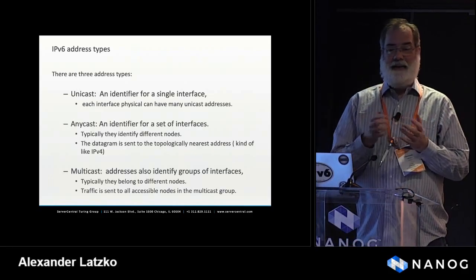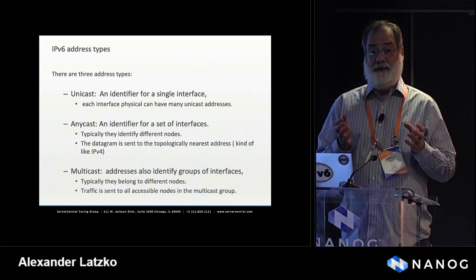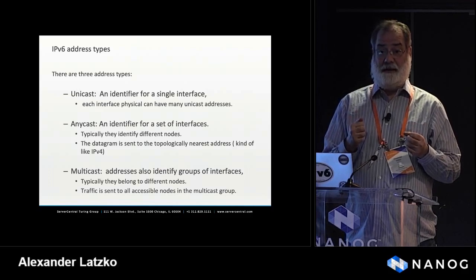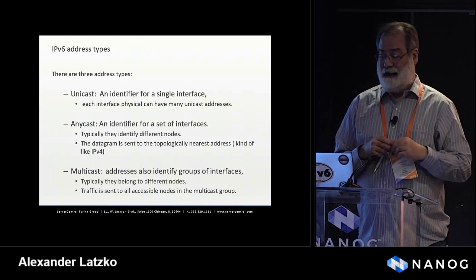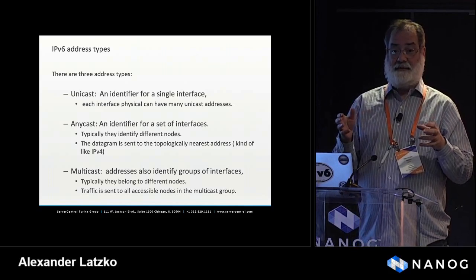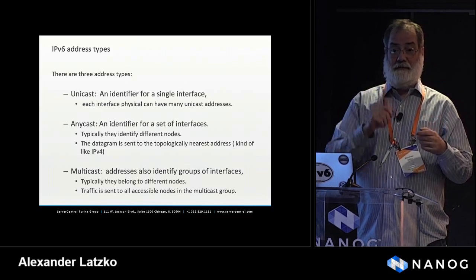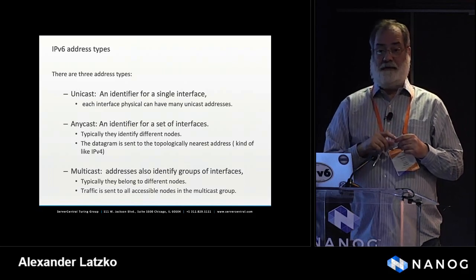Multicast, groups of addresses. They'll belong to different nodes, but you could have multiple multicast addresses on one physical interface that get addressed as parts of separate groups. Traffic is sent to all nodes in a multicast group that are accessible, as opposed to anycast, which will just be the topologically closest. Sort of like that MacBook person in the 3rd row.